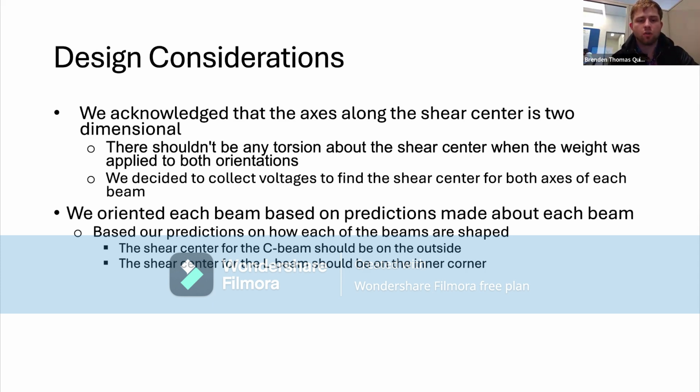Our predictions for this mentioned that we will want our shear center of the C-beam to be on the outside and the shear center for the L-beam to be in the corner. This will be matching the axes of symmetry, which is expected.